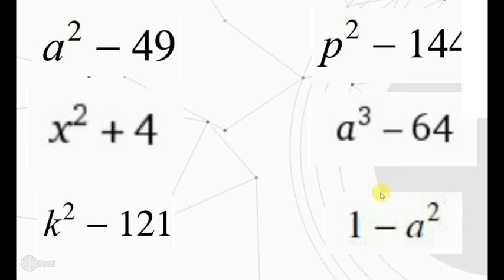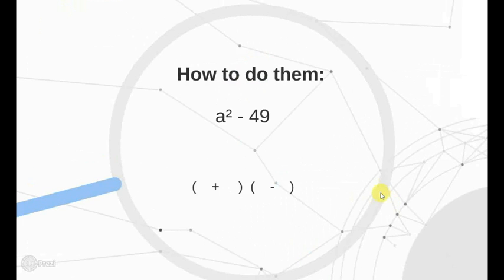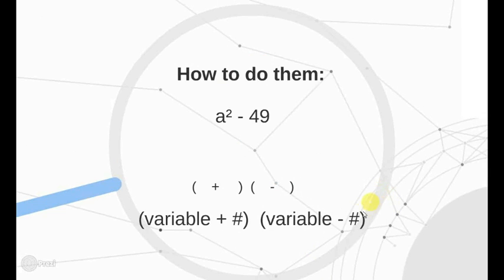Okay, so let's do a practice problem. So first one, a squared minus 49. The first thing that I do is identify what I want my answer to look like. So it's going to be a variable plus a number and then a variable minus a number. And these two numbers, by the way, will be exactly the same whenever you do difference of square problems.